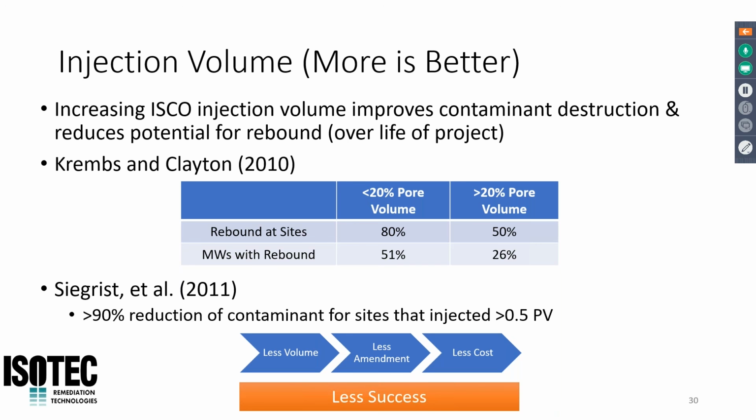This is often where we're always looking at how to cut costs for our client. But if we're injecting less volume and maybe using less amendment, well, you're doing less cost, but you're also getting less treatment. And I think these studies show less success. So we have to think about, when we're cutting costs, are we really cutting costs? I forget who said it, but someone once told me that remediation is only expensive when it doesn't work.